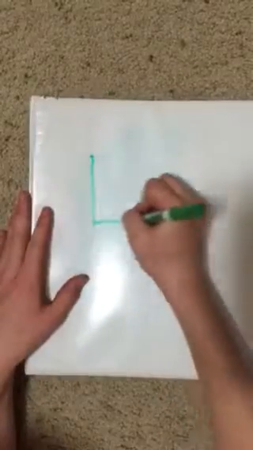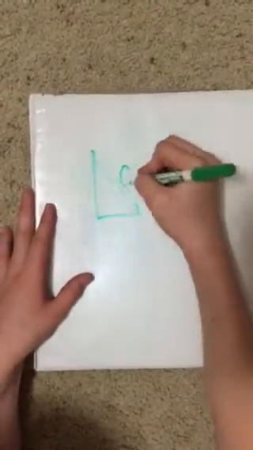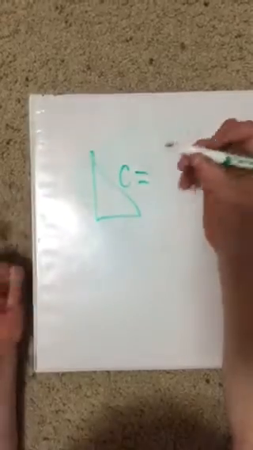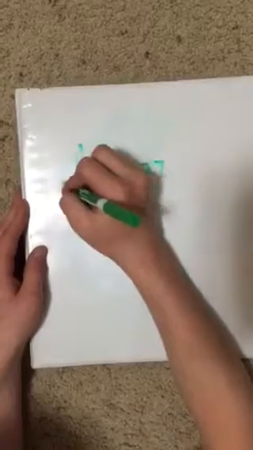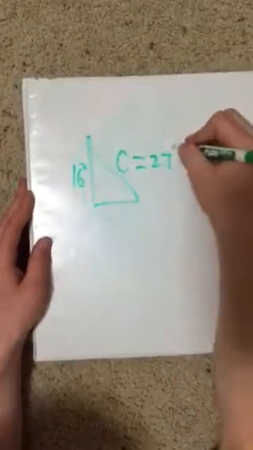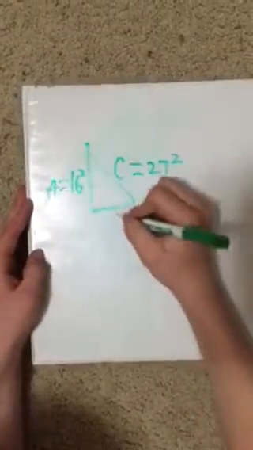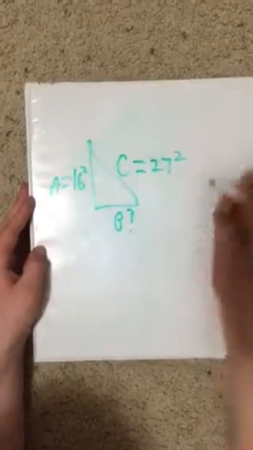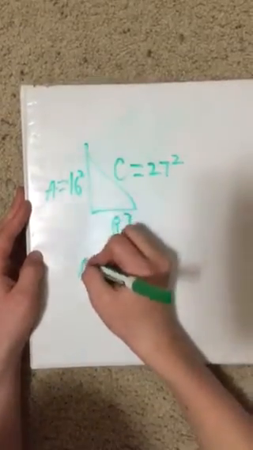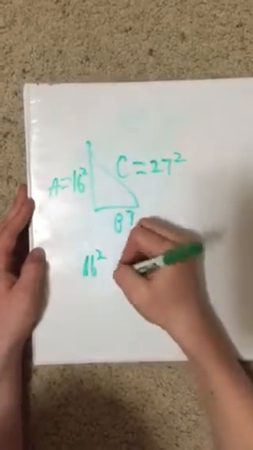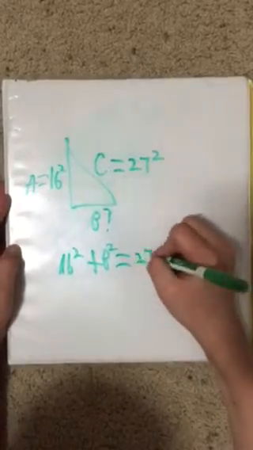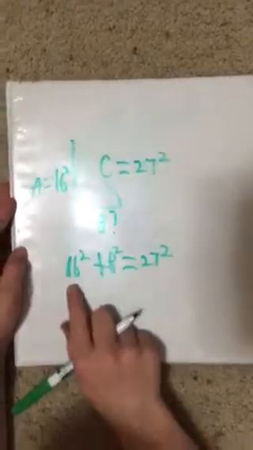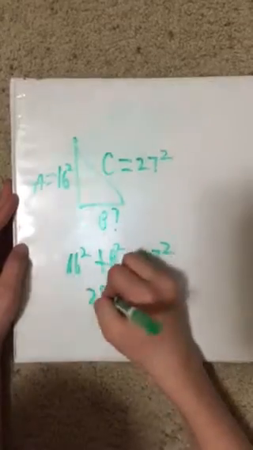So let's start all over, and we'll say this is our triangle. Let's say we know c, and that equals 27. Okay, and then a equals 16. We don't know b yet. So here's how you set it up: 16 squared plus b squared, because we don't know it, equals 27 squared. So 16 squared equals 256.